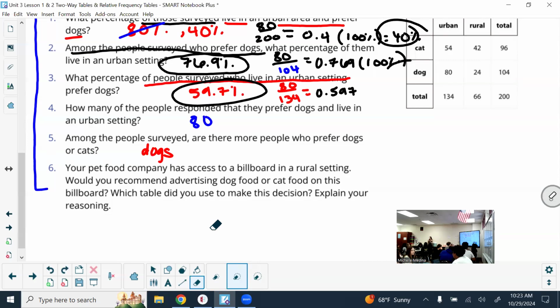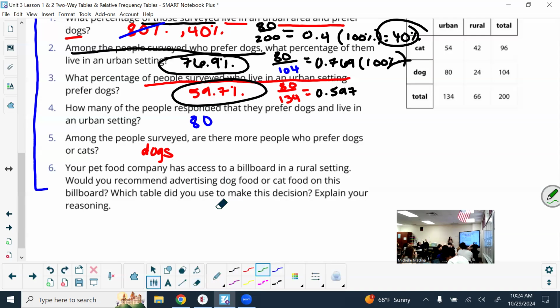We skipped making a relative frequency table. I didn't want that to be too much. All you have to do is read it carefully to know what to divide. So ignore that part of it. Raise your hand if you think it'd be better to advertise for dog food in a rural setting. Raise your hand if you think the cat food would be better.